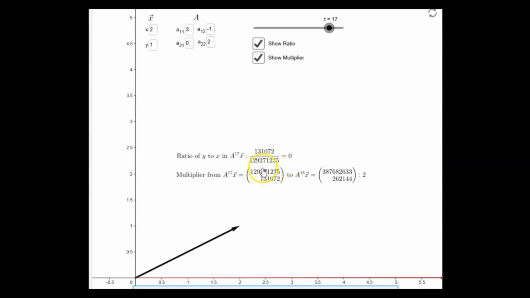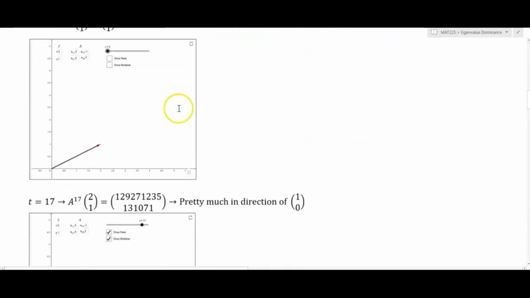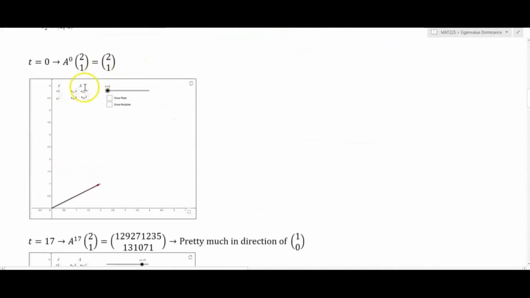So we can see that this is essentially a relationship of 1 to 0. Not exactly, but you can see that this top number is much, much larger than this bottom one. And what happens eventually is that the vector becomes even closer to 0. And what we should see is that the additional multiplications cause this vector to become larger by a factor of 3. So to summarize that picture, here's the one that we started off with. This was when we had A to the 0 times the 2, 1 vector, which is just the 2, 1 vector.